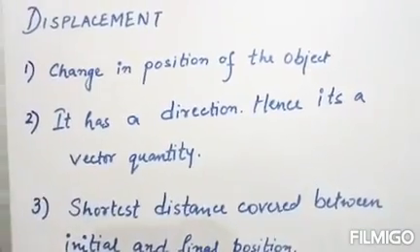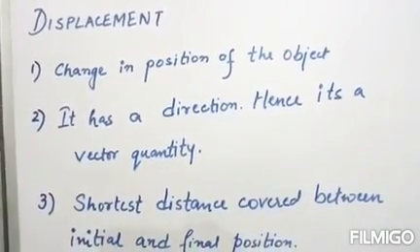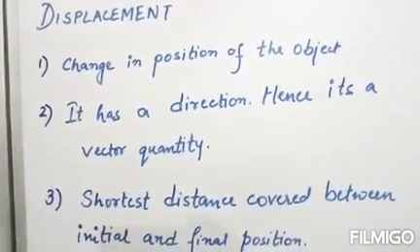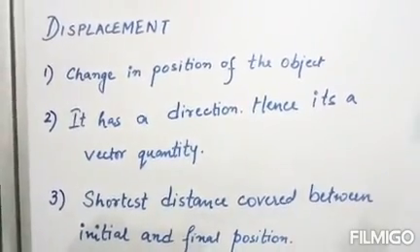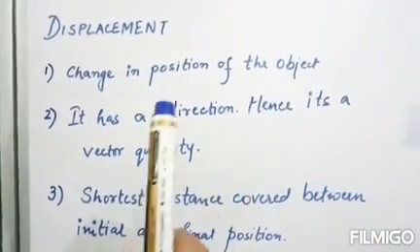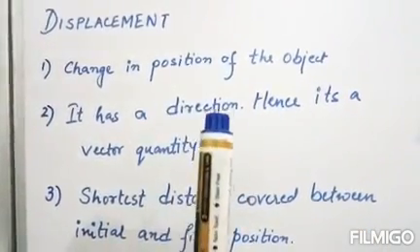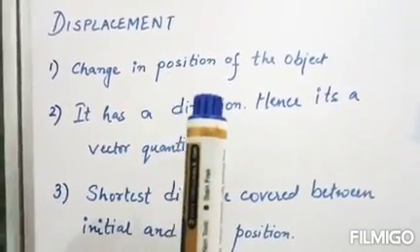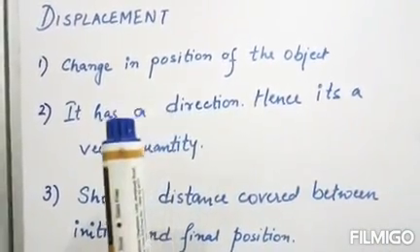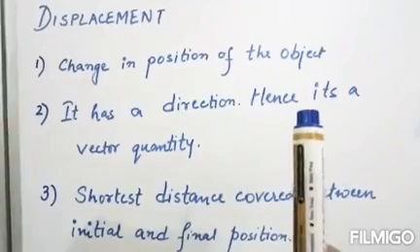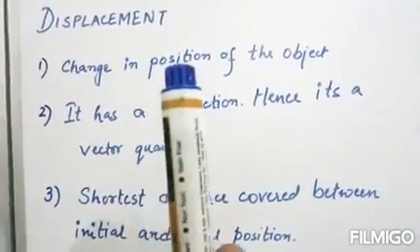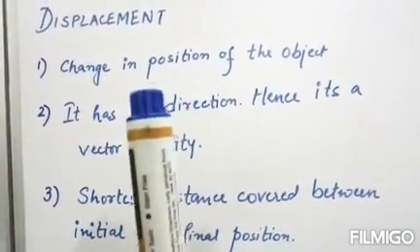Now see children, after distance I have come to the second one, that is displacement. Now what is the difference between distance and displacement? The first point that describes displacement is change in position. Suppose you are staying at a particular point and you move to another point. That means there is a change in your position, which means you have covered a certain amount of track. So changing your position means you are covering distance, or displacement.